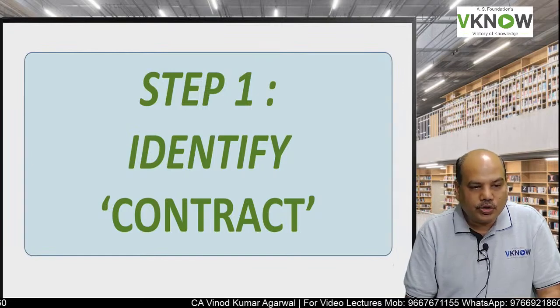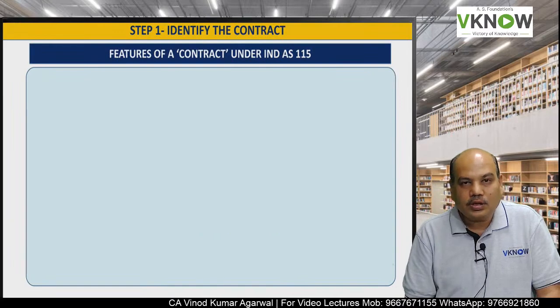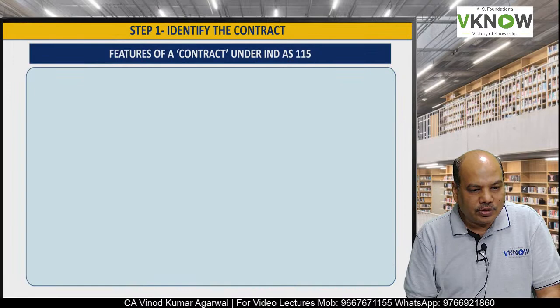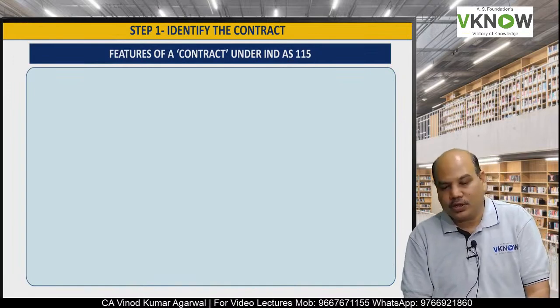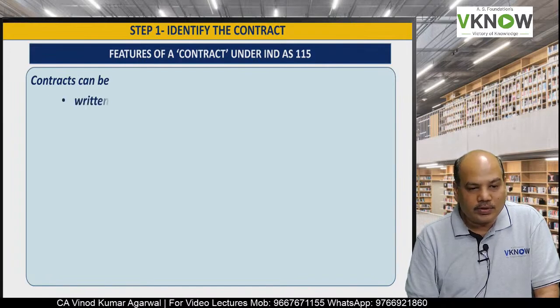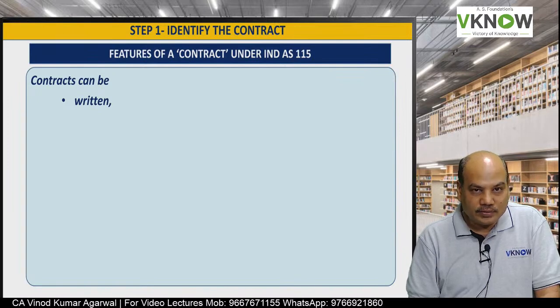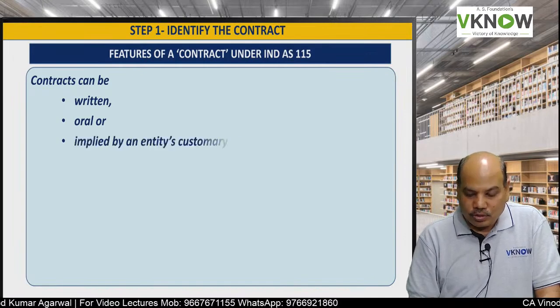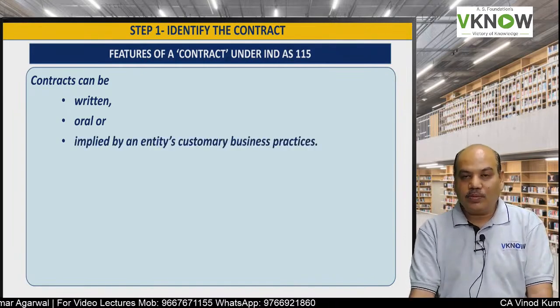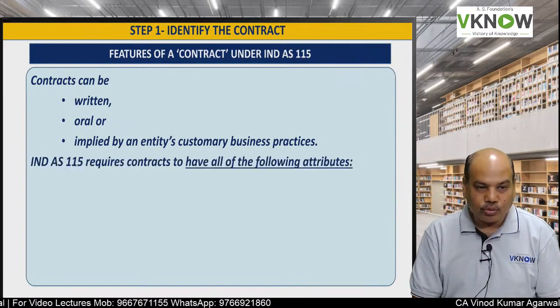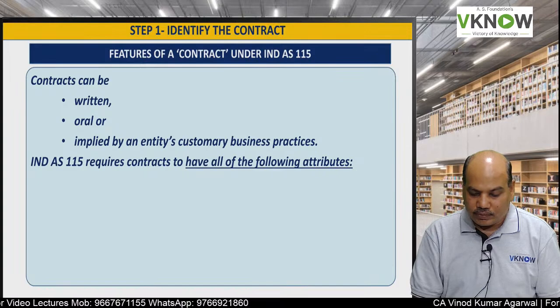Step 1 is to identify the contract with the customer, because the name of the standard itself is revenue from contract with customer. So what are the features of a contract? Under IND AS 115, the contract can be written, but not necessarily. Contract can be oral also, or sometimes the contract can be implied by an entity's customary business practices. So oral, written or implied.